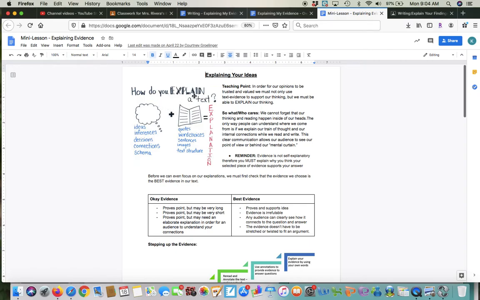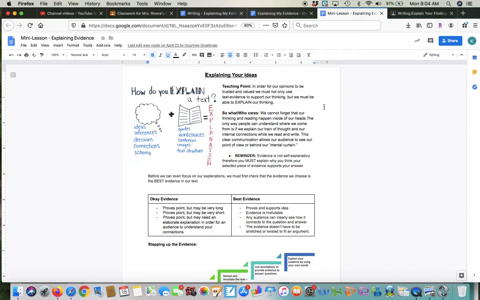So it says, how do you explain a text? So here is where you have your ideas, or your decision, and then here's where your quotes are, and then you explain it. So let's see. In order for our opinions to be trusted and valued, we must not only use text evidence to support our thinking, but we must be able to explain our thinking.